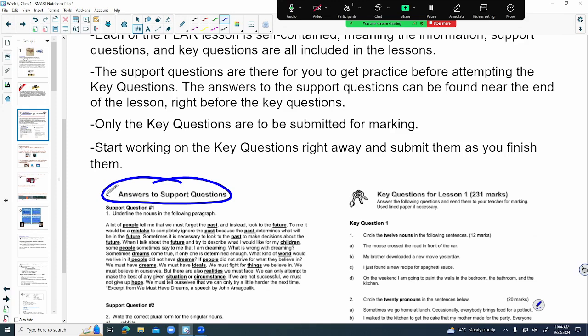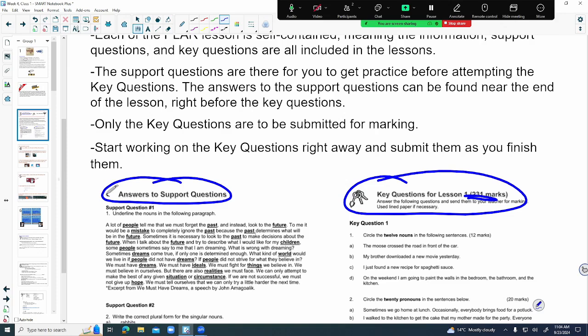If you're getting most of the answers correct, then you move on to the key questions. The key questions are the ones that have marks assigned to them. Those are the ones you send me for marking. Okay? Don't rush your work. Take your time and make sure that you submit those key questions for marking.